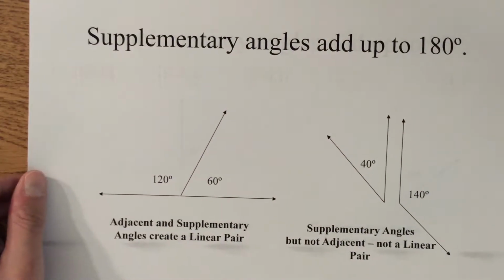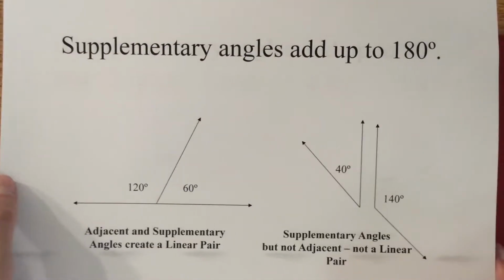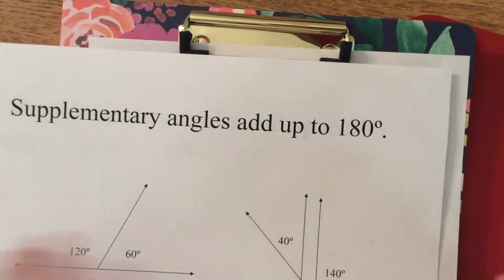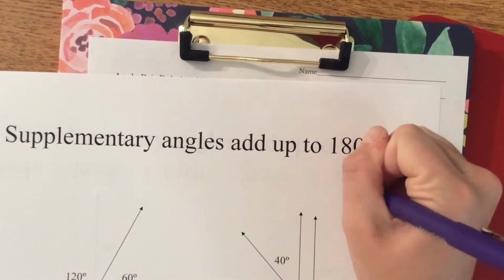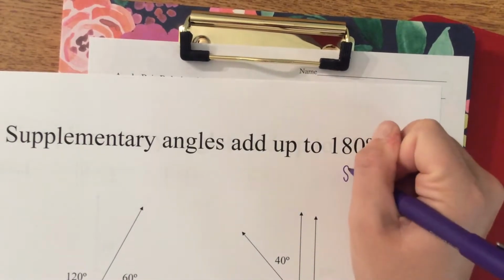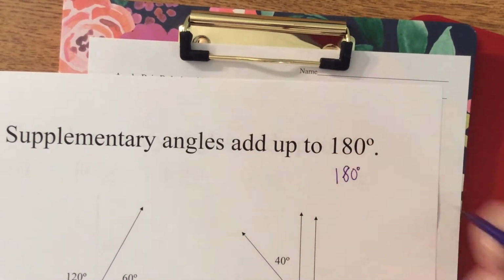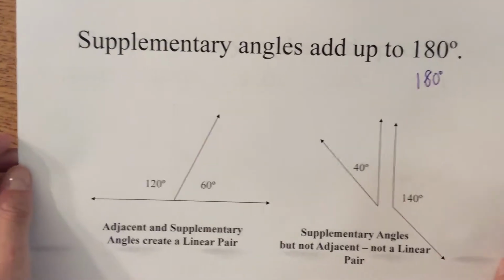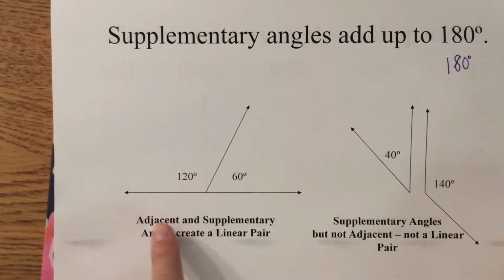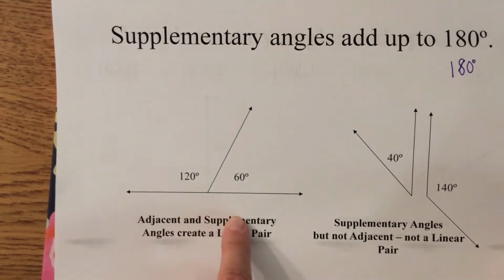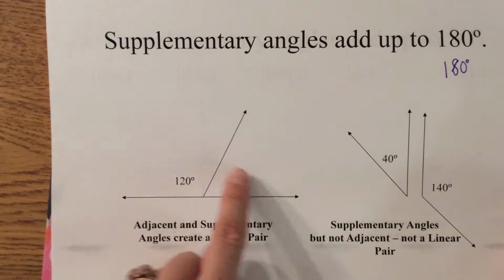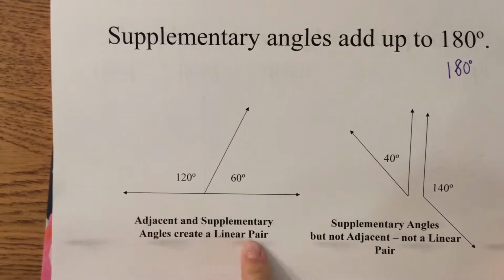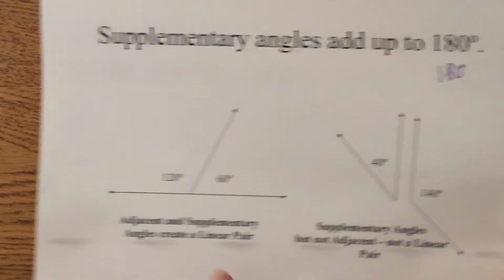And now we're going to move on to supplementary angles. Supplementary angles add up to 180. An easy way that you can remember that: supplementary starts with an S, and you can turn that S into an 8 for 180 degrees. So supplementary angles add up to 180. You can see here that if they are adjacent and supplementary, so if they are right smack next to each other and they add up to 180, they create a linear pair.